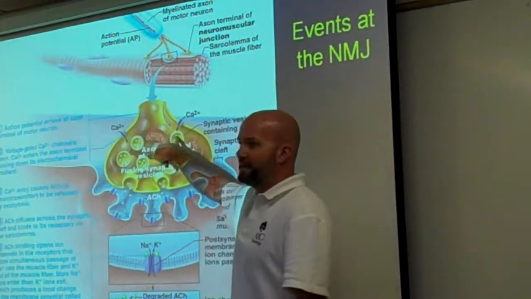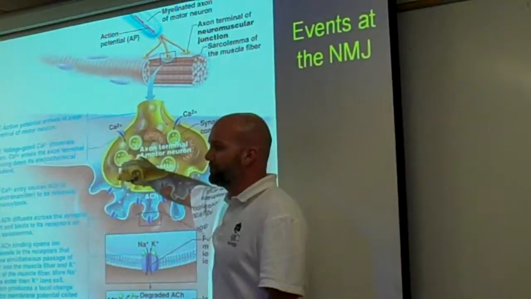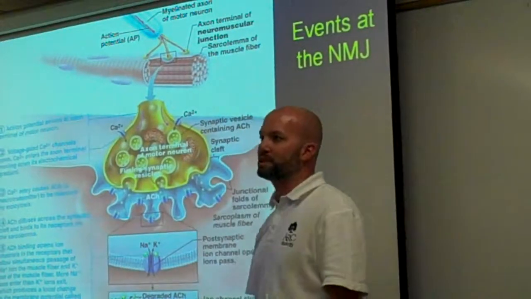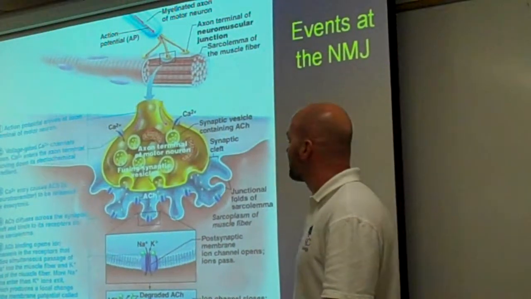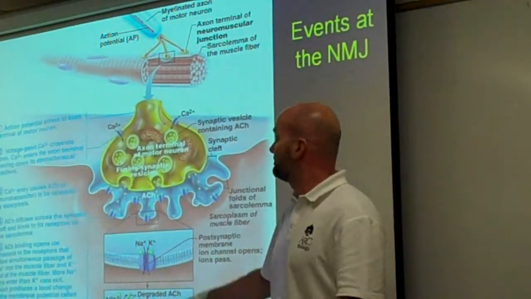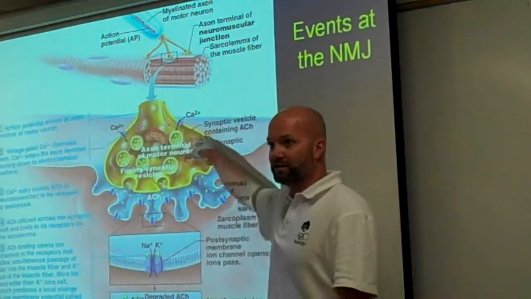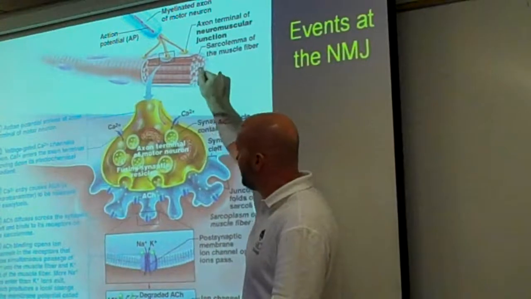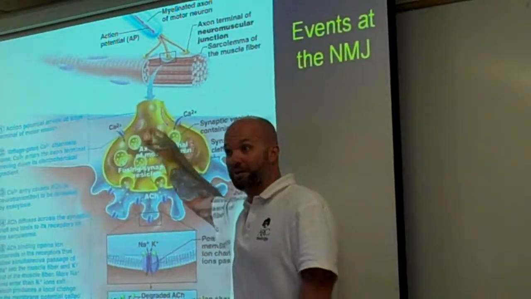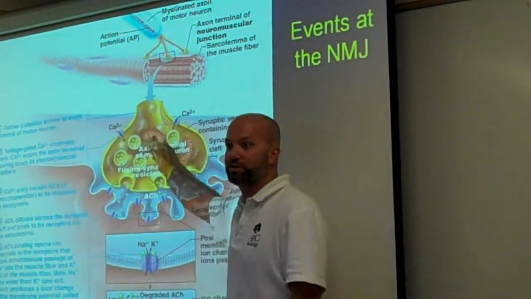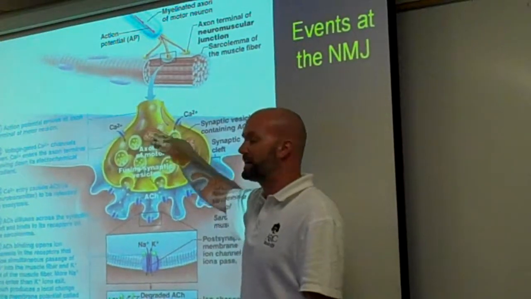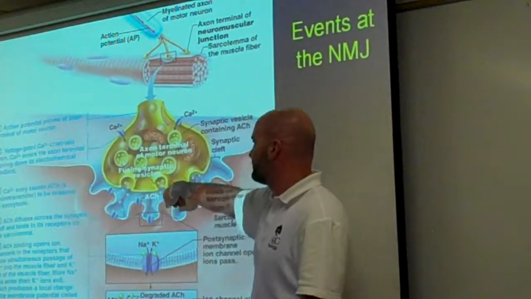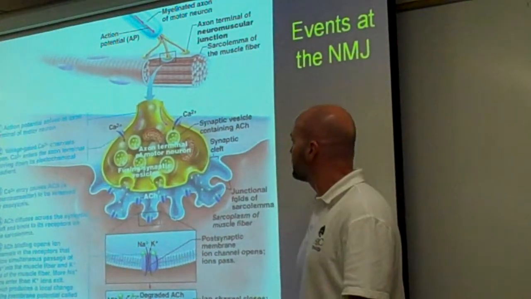ACH has already been made. It's just stored in these vesicles, waiting for the right signal to release by exocytosis. And what's the signal? Depolarization of the axon terminal. That's the signal. It causes calcium channels to open, calcium comes in. Now inside of the cell, calcium is the trigger. It's the signal inside the cell for those vesicles to mobilize, fuse, and release by exocytosis.